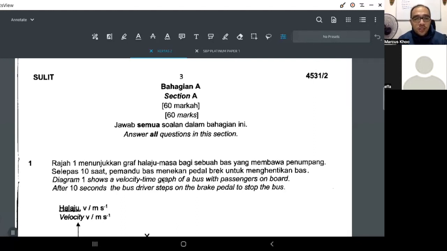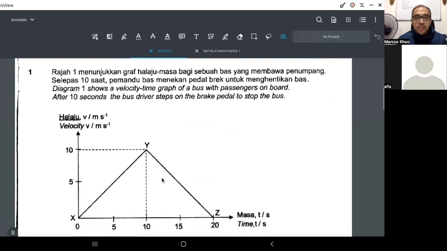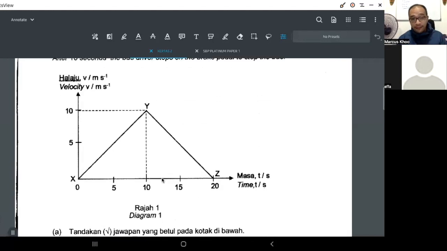Okay, so question 1. Diagram 1 shows a velocity time graph of a bus with passengers on board. After 10 seconds, the bus driver steps on the brake pedal to stop the bus. So yes, this is a paper 2, question number 1, which is a very simple question. But it's important for us to remember what the graph means.